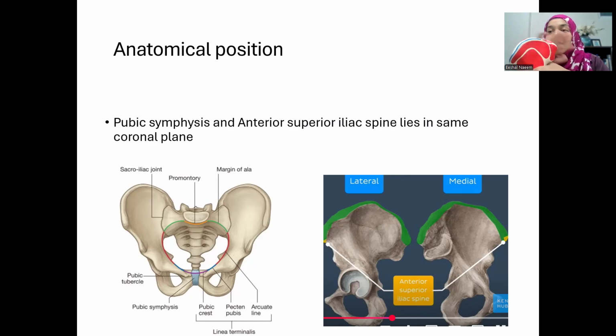Now, the ilium bone has two spines, right? There's an anterior superior iliac spine and then there's a posterior superior iliac spine. The anterior superior iliac spine and the posterior superior iliac spine connect the wing, or ala, of the ilium, and this forms the iliac crest. So as you can see, this is the iliac crest. This is the anterior superior iliac spine. This is the posterior superior iliac spine, and both of them form the iliac crest. This is the anterior two-third curvature, and this is the posterior one-third curvature.